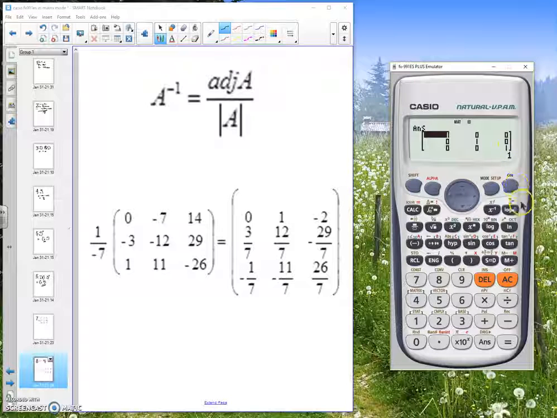And so that concludes the demonstration for using the Casio fx991 calculator in matrix mode.